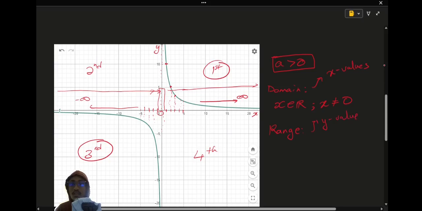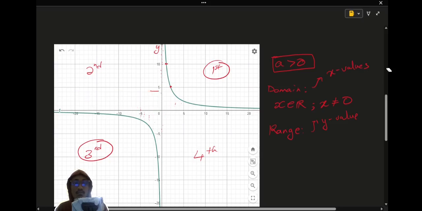We don't look at x values when we are talking about range. We're looking at the y axis when we are talking about the range. So let me erase this real quick. All right, so when we talk about the range, we look at the y axis, which is this.